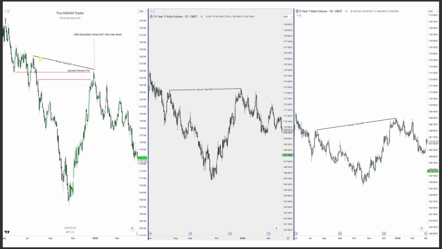And we can see this high does not get taken out on this chart, but we do take out the same high on the 10-year here, and we take out the high on the 5-year. So this makes the higher time frame macro even more high probability.